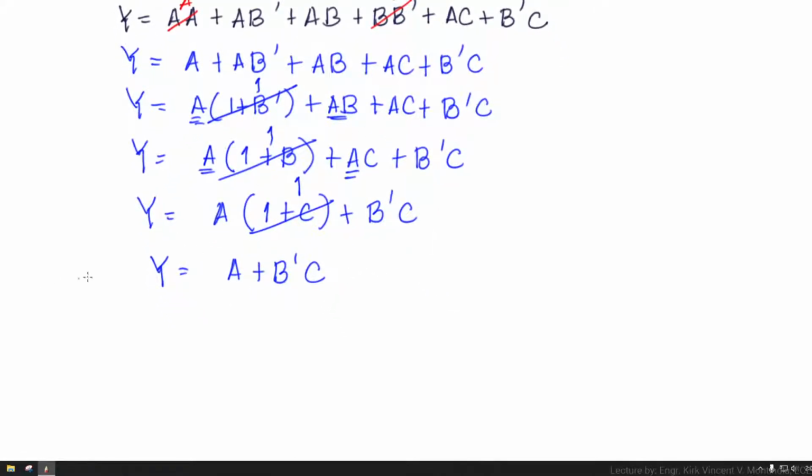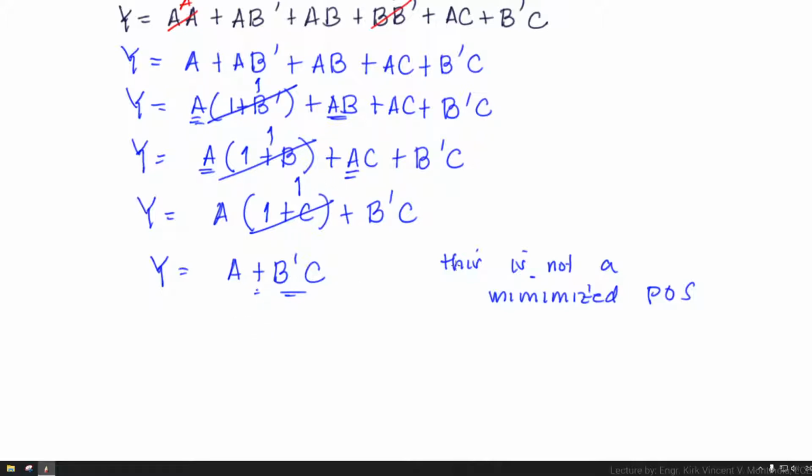Okay, now take note that this is not a minimized POS. It's because this is a minimized SOP. Why? Because you added the products. Right? This is A times 1, it has a product there. And then not B times C, it also has a product. Then you added them. That is not a product of sums. Rather, it is an SOP.